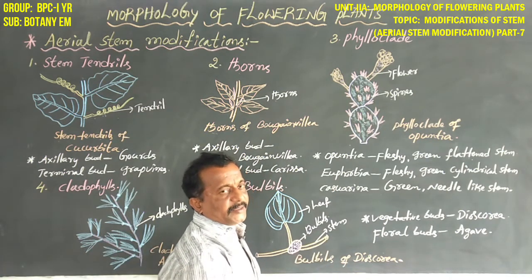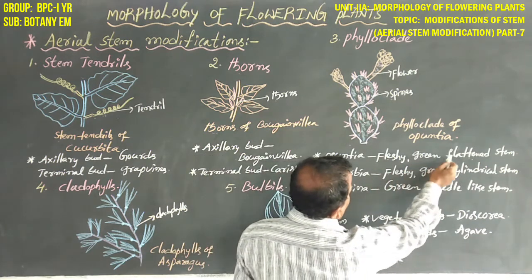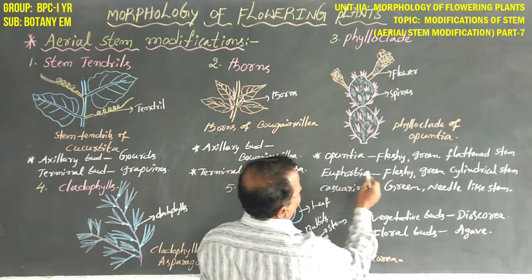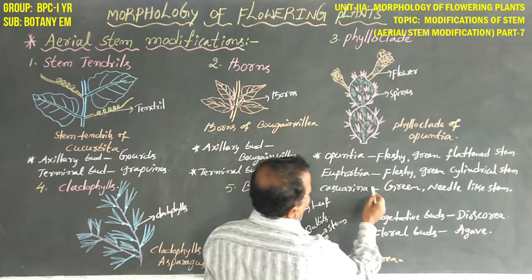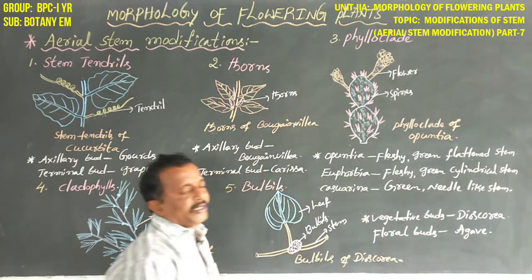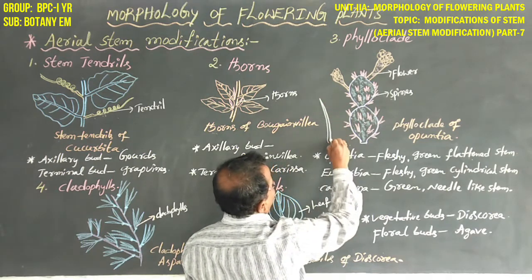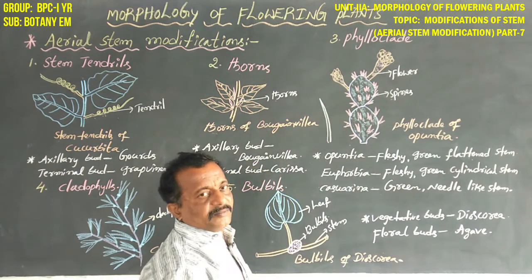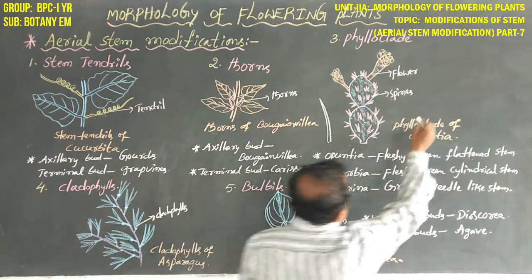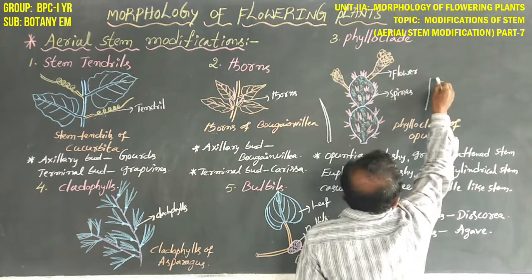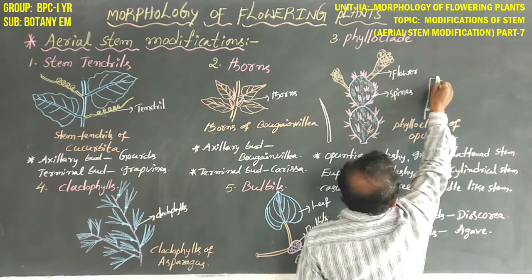In some plants, especially Opuntia, the phylloclade is a fleshy, green, flattened stem. In Euphorbia, the phylloclade is a fleshy, green, cylindrical stem. In Casuarina, the phylloclade is a green, needle-like stem. This is a needle-like stem. And this is a fleshy, green, cylindrical stem, Euphorbia.